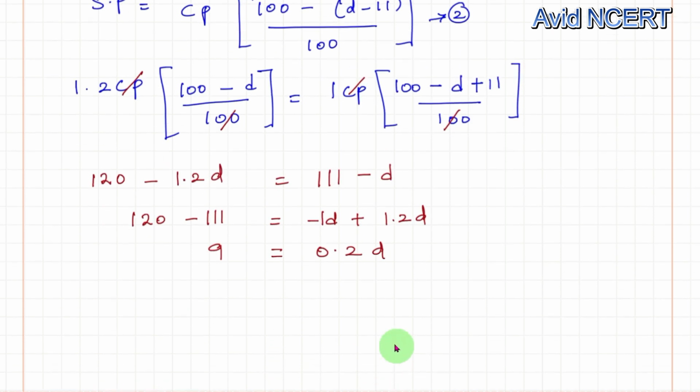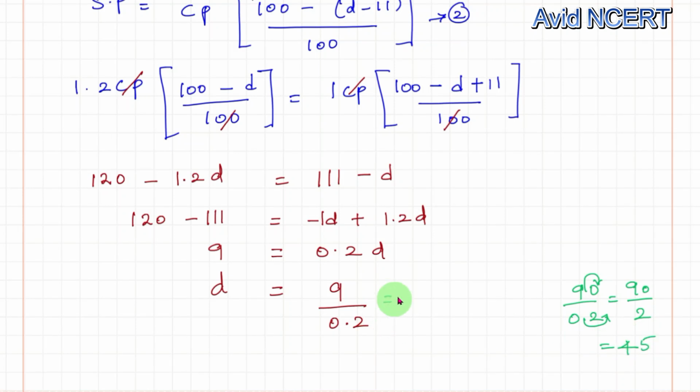To find D, D equals 9 divided by 0.2. For those who don't know how to do this division: whenever there is a decimal point in the denominator, we have to remove it, and a zero gets added in the whole number. So 90 divided by 2 equals 45. So we have found the value of D as 45.